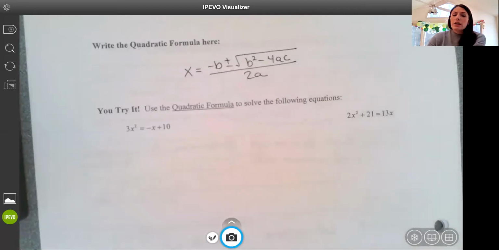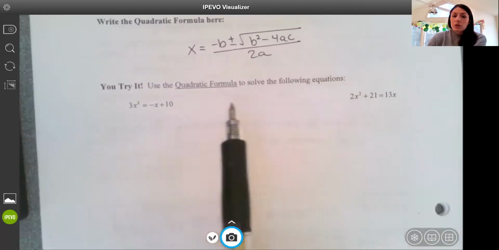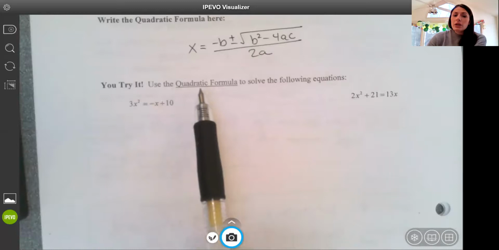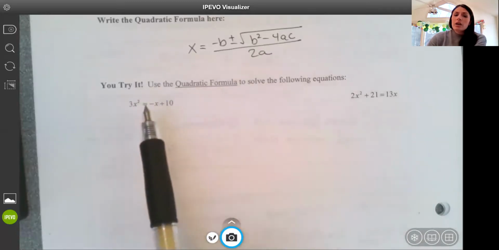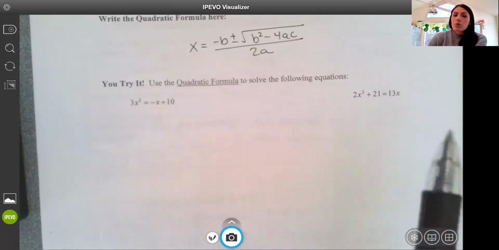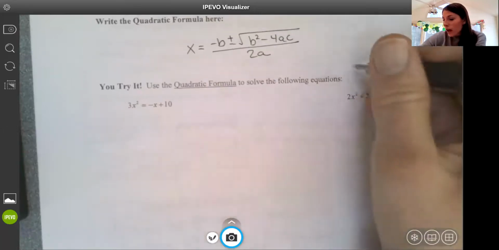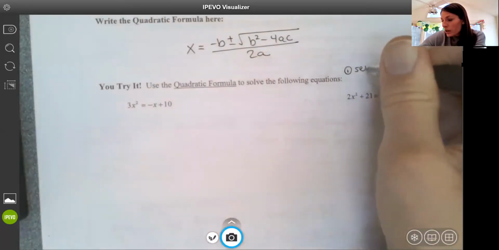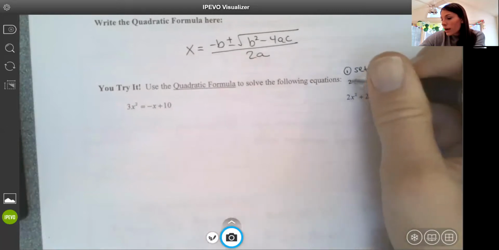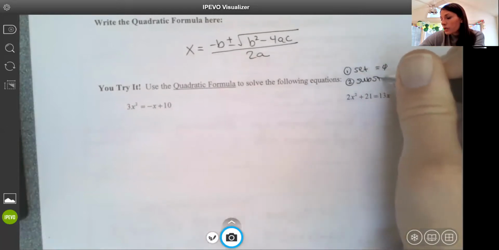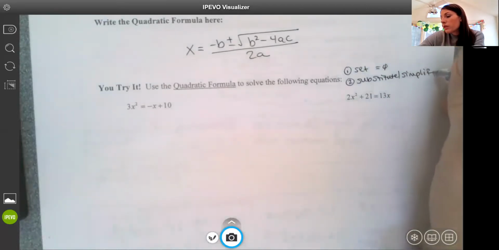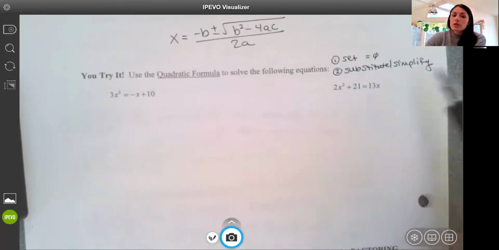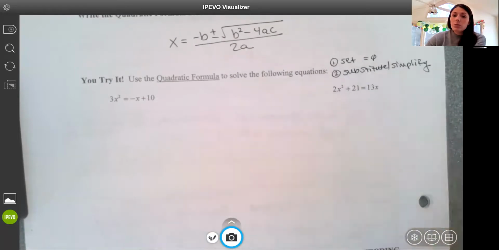Okay, now I want you to again pause the video and try plugging in a, b, and c values, substitute and simplify for the next two quadratics. I want to remind you that first you have to set it equal to 0 and then substitute and simplify. Okay, make sure you set it equal to 0 first before you try using the quadratic formula.